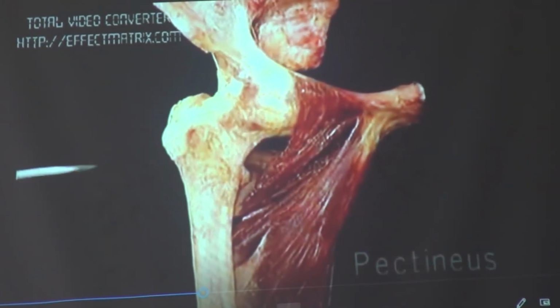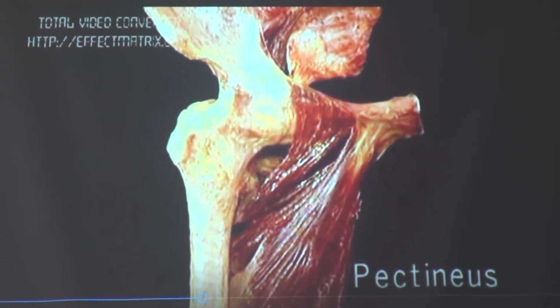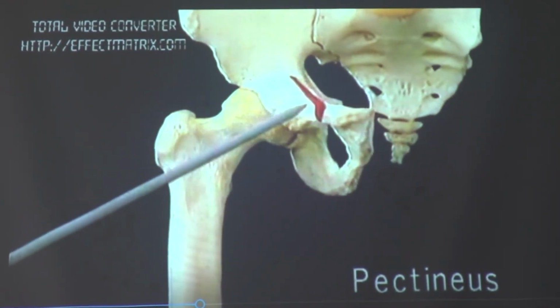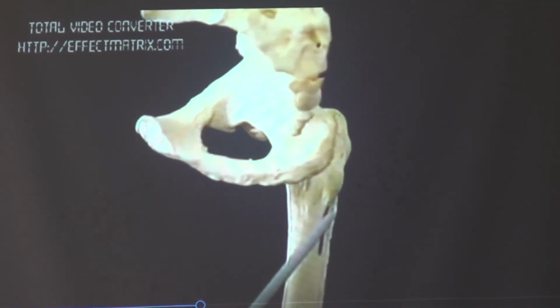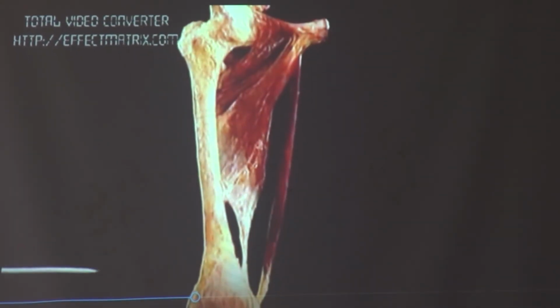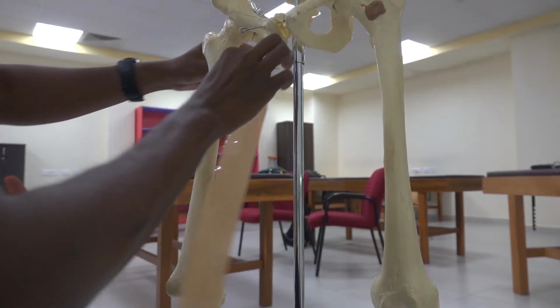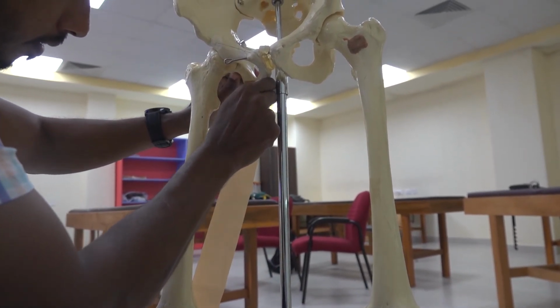That's the gracilis muscle, which has attachment to the pubis, and this is a short adductor, pectineus, which attaches from the pecten pubis, pubic region, superior pubic rami, just below the lesser trochanter. So these are the attachments.